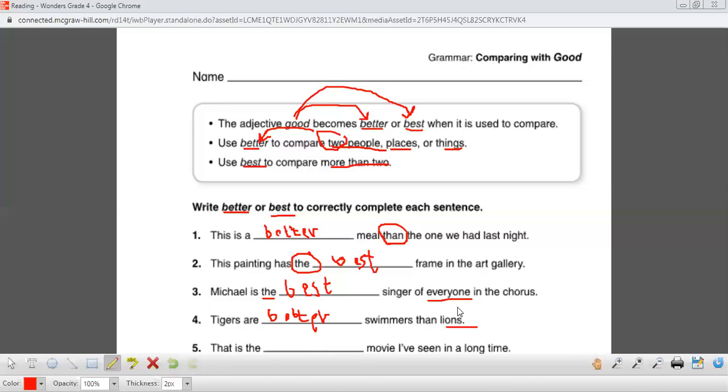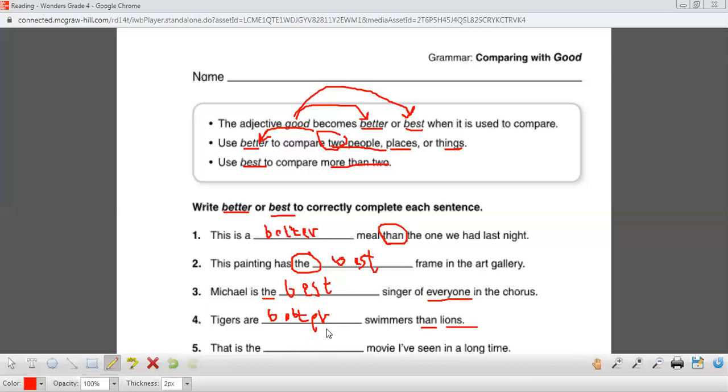I'm not comparing individuals, but I'm comparing two groups, the group of tigers and the group of lions. In this case, I have two things, two groups. That's why I'm using better. Tigers are better swimmers than, and in addition, I have than, which gives you additional support that your answer should be better.